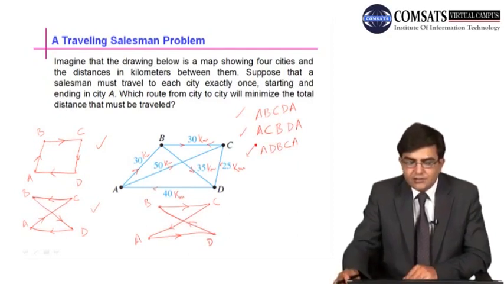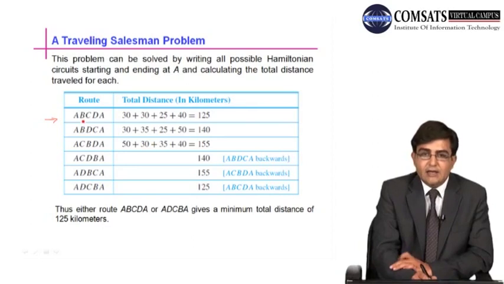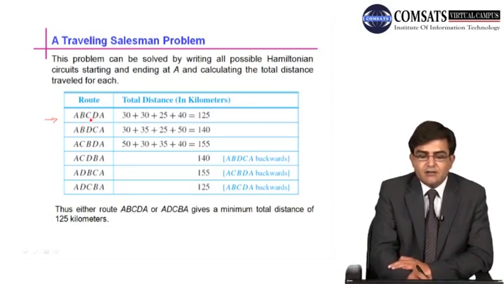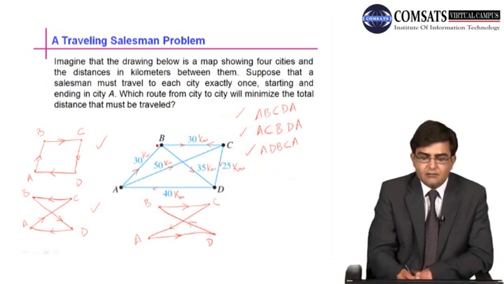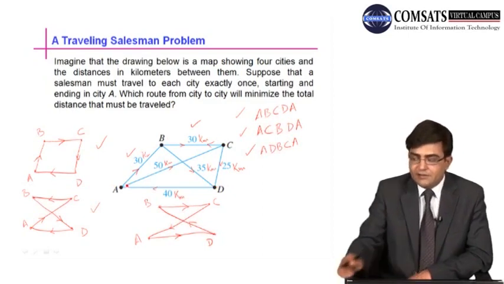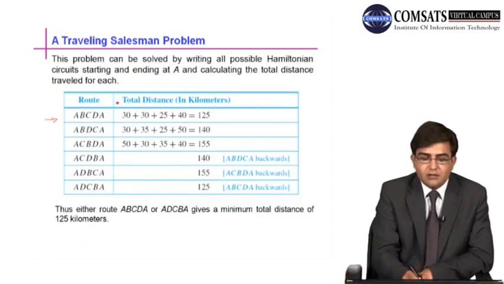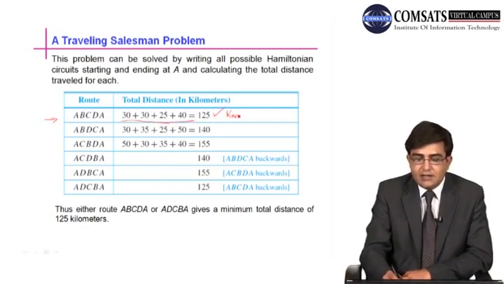Now if he chooses the first route, for example A, B, C, D, A, from A to B he has to travel 30, from B to C 30, from C to D 25, from D to A 40. You can see this here: from A to B 30 km, from B to C 30 km, from C to D 25, and from D to A 40 kilometers. If we sum up all these distances, we get 125 kilometers he has to travel.